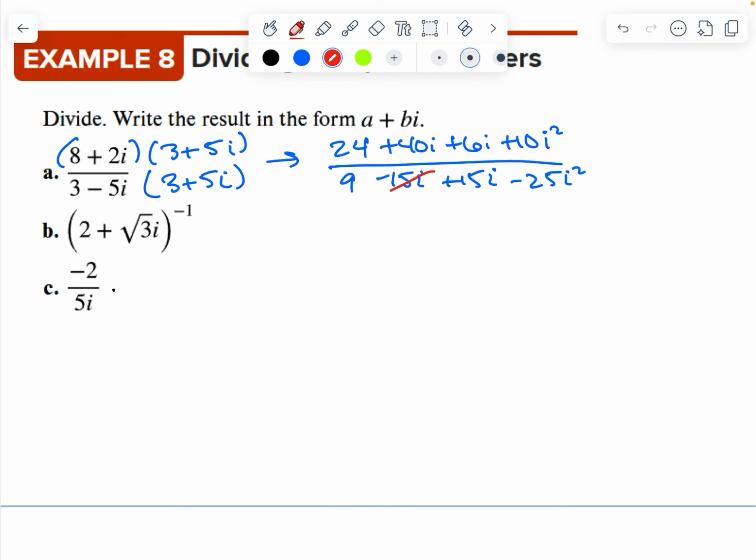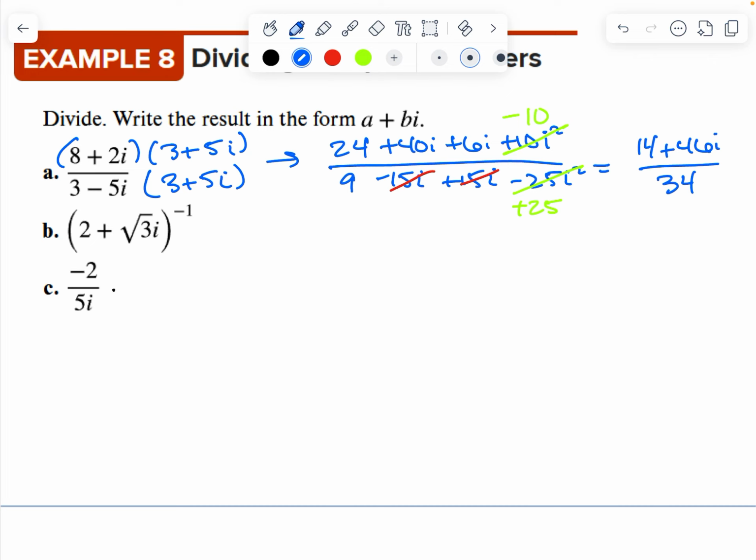On the bottom, every time this should happen where you have a plus and a minus of the same thing. On the top, you can combine like terms. I'm just going to call this right here, 10 times i squared, the same as 10 times negative 1. I'm going to call it a negative 10. Negative 25 times negative 1, I'm going to call this positive 25. That's going to save me a step of writing. So 24 minus 10 would be 14. 40 plus 6 would make 46i. On the bottom, 9 plus 25 would make 34.